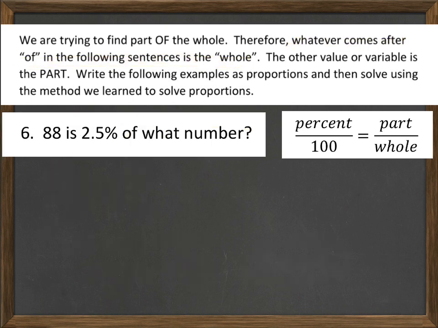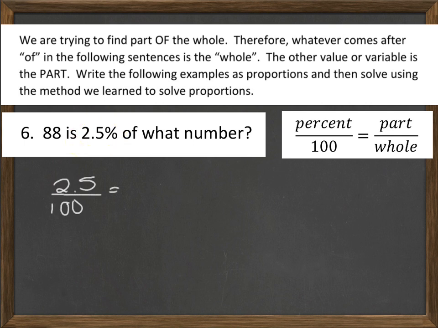All right, let's do another example. This one says 88 is 2.5% of what number? So again, first thing I like to do is take that percent and rewrite it. So it's 2.5 over 100. Again, percent means out of 100. So 2.5 out of 100 is equal to something.